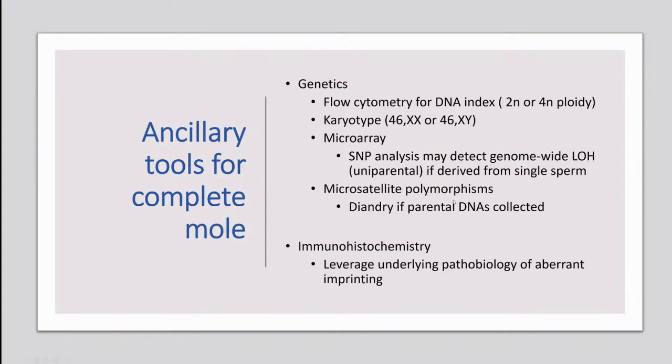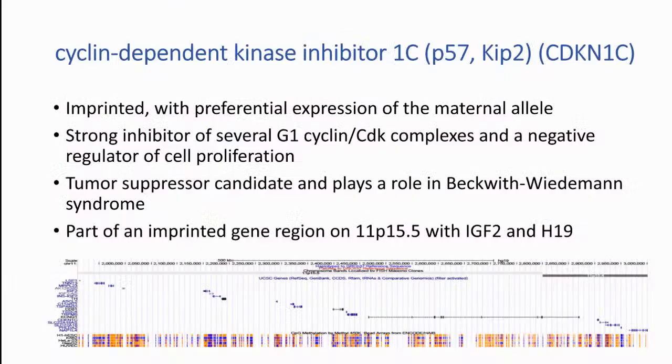But if one does it, particularly if one has the parental DNAs, one can detect diandry, the presence of two paternal haploids without a maternal genome. But the real tool and the practical tool is immunohistochemistry, and that leverages the underlying pathobiology of aberrant imprinting. So what's the basis? It really focuses on cyclin-dependent kinase inhibitor 1C, otherwise known as P57. This is a gene that's located in a locus on chromosome 11, with IGF-2 and H19. It's an imprinted region and it appears to play a pivotal role in the pathobiology of these tumors.